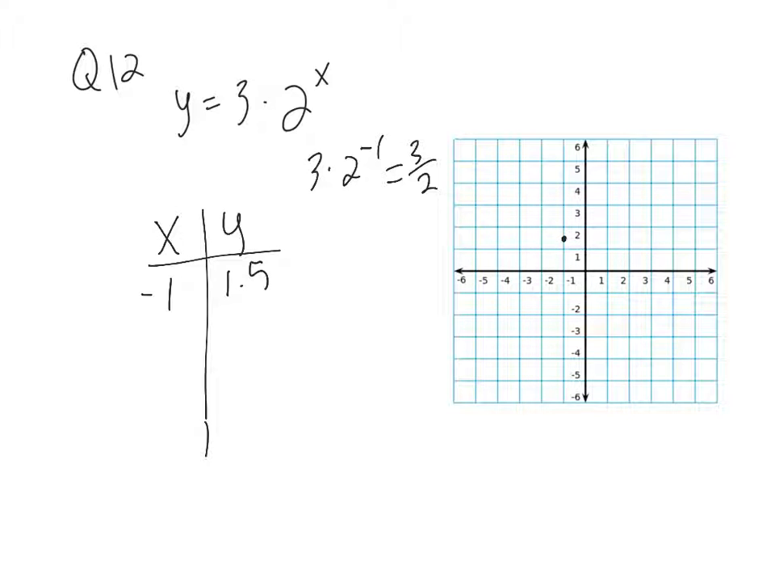I'm going to then plug in 0. 2 to the power of 0 is 1, which just gives us the answer 3. I can also easily tell that by this number. It's our y-intercept. And then I'm going to plug in one more value. So that's 3 times 2 to the power of 1, or 6. So then I'm going to plot the point 1, 6.